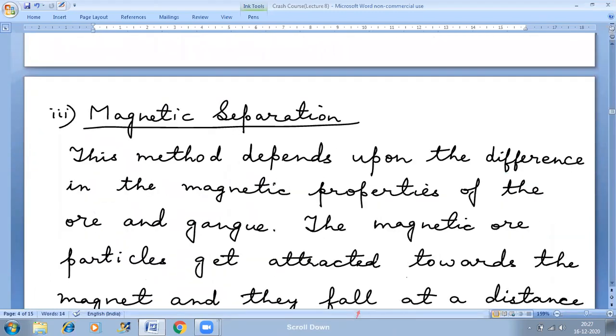Next way of concentrating or removal of gangue is magnetic separation. Magnetic separation, as the name suggests, will have something to do with the magnet or the magnetic properties of something. So the method depends upon the difference in the magnetic properties of ore and gangue.